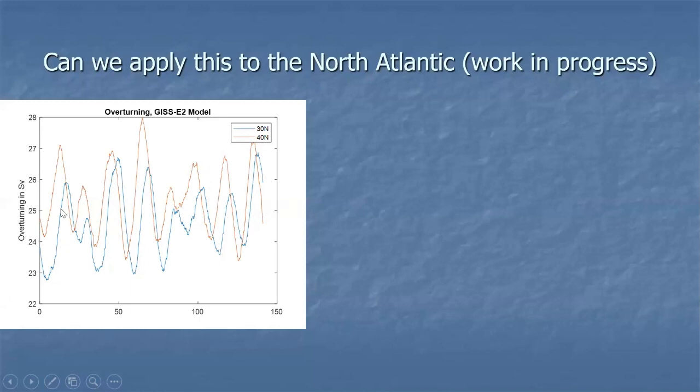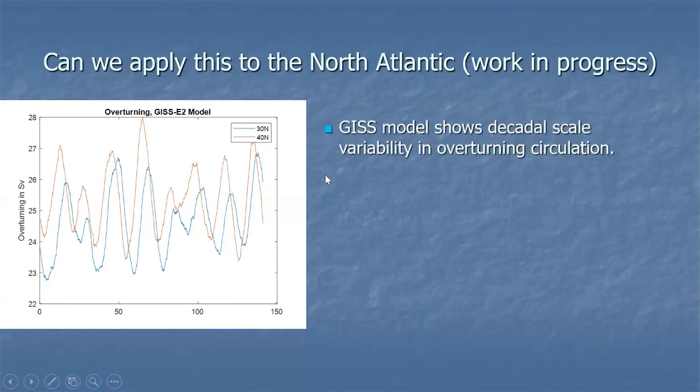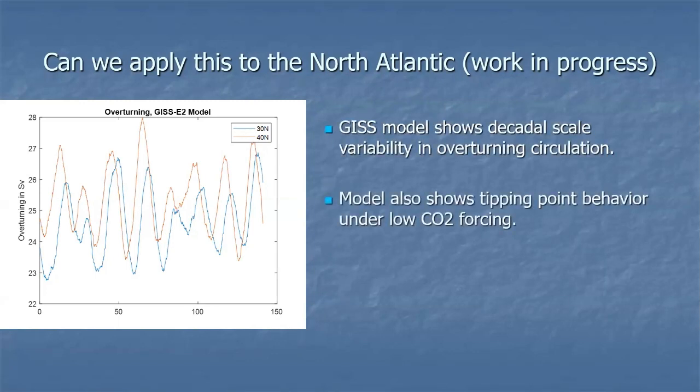And you can see that this change is actually propagating. There's a delay between when it's happening at 40 north and when it's observed at 30 north, and wouldn't you know it, our observations are not at 40 north near the convective regions, they're at 30 north. So this time delay in actually detecting changes in overturning is part of what we have to deal with as oceanographers. As I'll point out later, this model is interesting because it also shows tipping point behavior under low CO2 forcing.